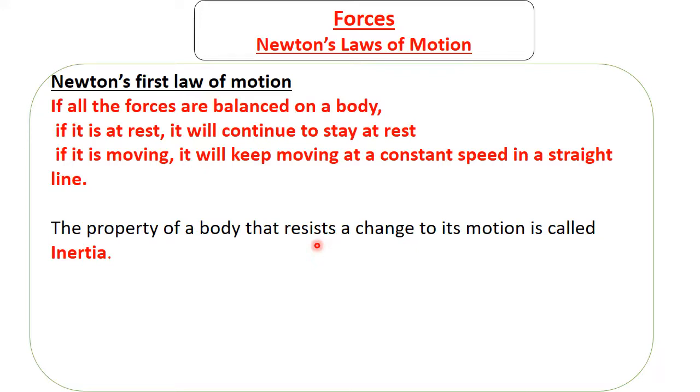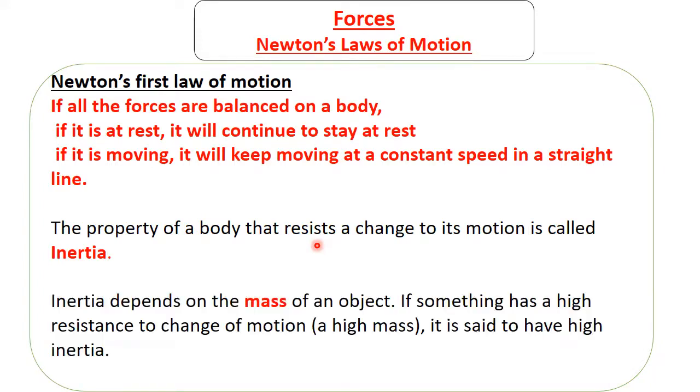The property of your body that resists stopping because it was moving is called inertia. So whenever you are in a vehicle, in a car, and it's moving, then it stops, you act as if you want to continue moving. Remember, inertia is the property of your body that resists the change in its motion. So the car is saying stop, but your body says no, I'm still moving. So that is inertia. Inertia depends on the mass of an object. If something has a high resistance to change of motion, meaning a high mass, it is said to have high inertia. So the higher the mass, the greater the inertia.